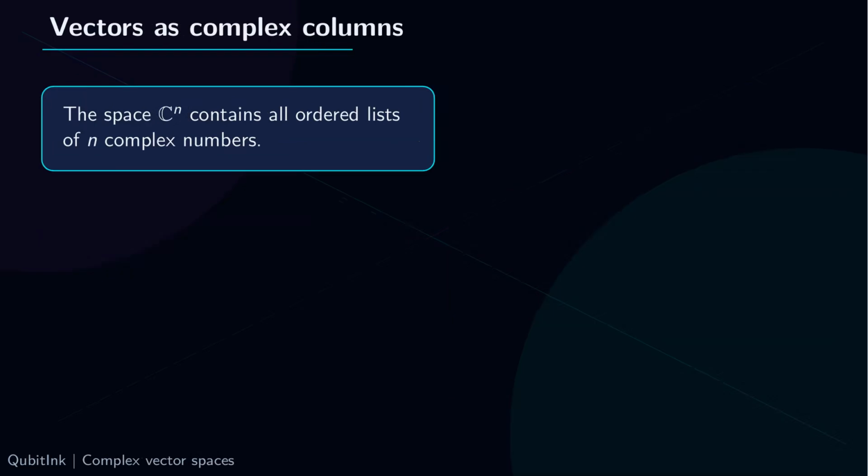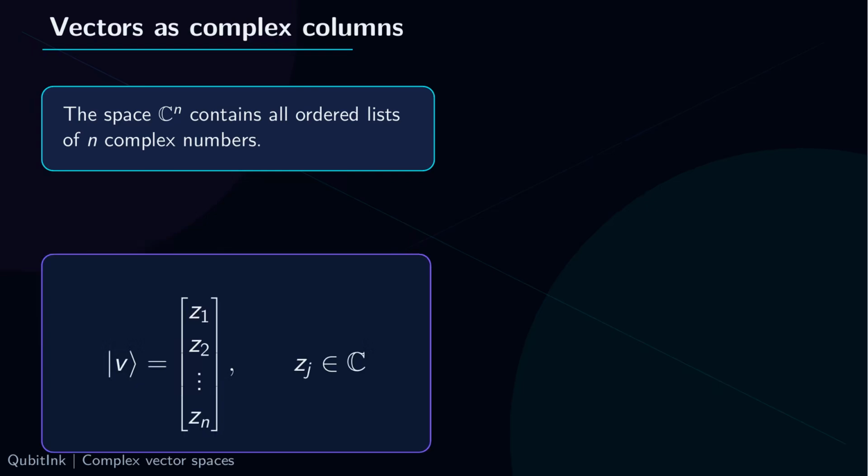The space C to the n contains ordered lists of n complex numbers. After choosing a basis, those numbers become the coordinates of a vector. Here ket V is represented as a column with entries z1 through zn. Each zj is complex, and the column is simply the coordinate form of the vector.